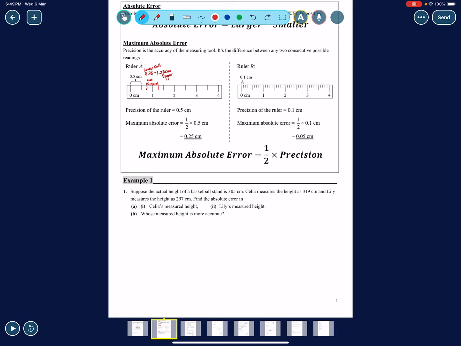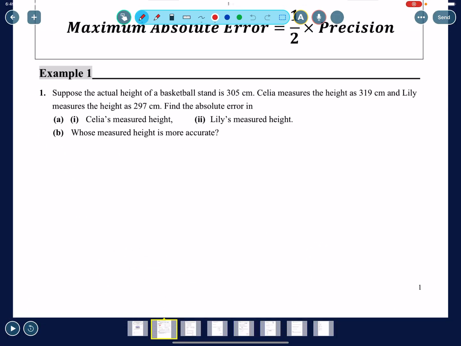Now let's start with some questions. Suppose the actual height of the basketball stand is 305 cm. Celia measures the height as 319 cm, and Lily measures the height as 297 cm. So we have to find the error. For Celia, it's 319 minus 305. It's an error of, I have no calculator, 14 cm. That's the absolute error, right?